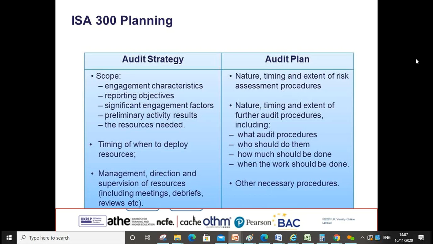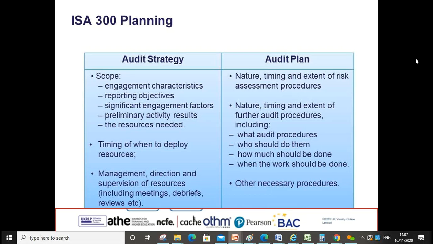The difference between audit strategy and audit plan is a bit confusing. How do you know which goes into strategy and which goes into plan? Basically, strategy is the action plan, and the plan is the future. Strategy is what you do to achieve your plan.